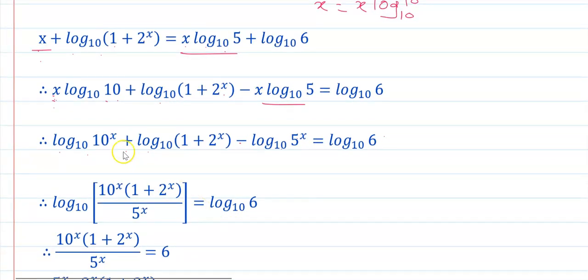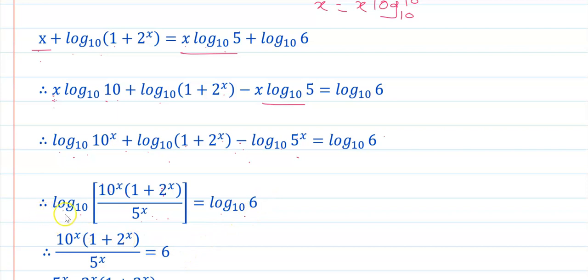Okay. Now next see this here. दोन log मध्ये इथे काय तर addition आहे. म्हणून त्या दोघांचं इथे multiplication आहे. हा काय तर division आहे. म्हणून तो minus आहे. म्हणून तो division ला इथे जाणार. Okay. Therefore, log of 10 raised to x into 1 plus 2 raised to x upon 5 raised to x to the base 10. त्या दोघांचं ऍडिशन म्हणून मल्टिप्लिकेशन, मायनस असल्यामुळे तो इथे डिव्हिजन. That's equals to log of 6 to the base 10.